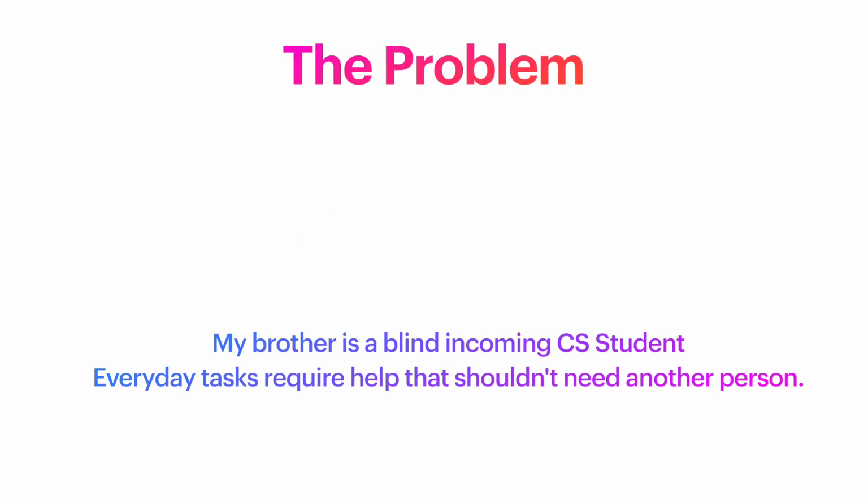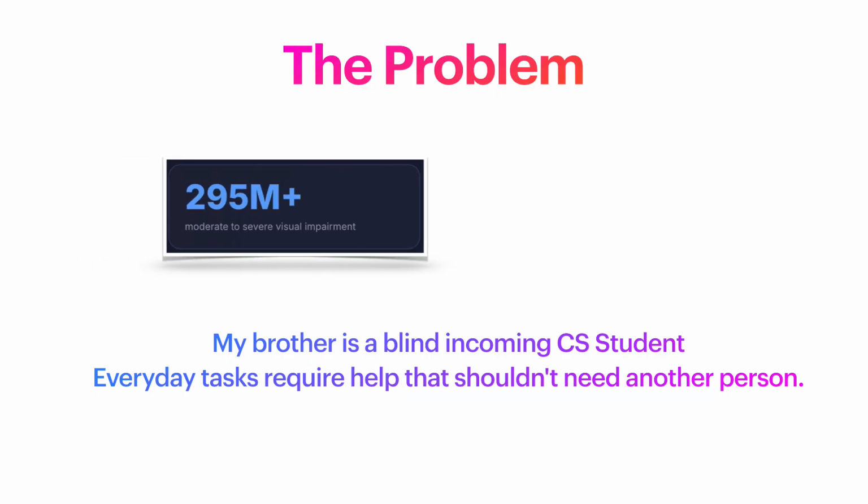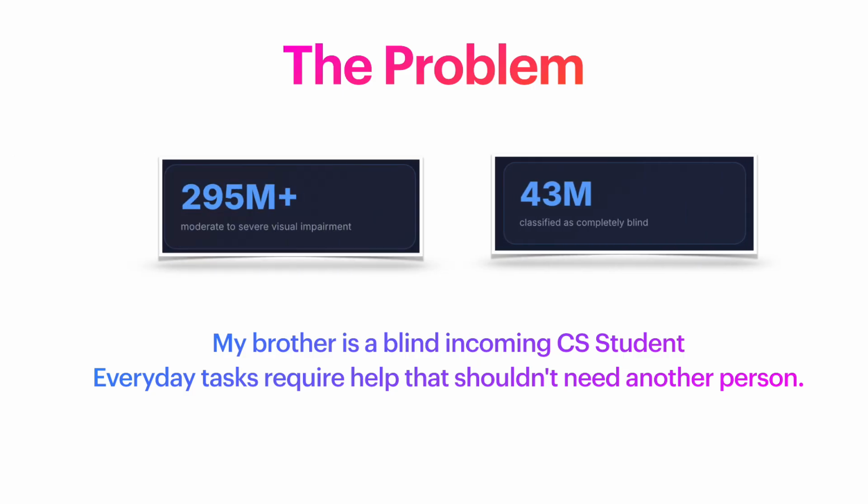So moving on to the problem, over 295 million people worldwide live with moderate to severe visual impairment and 43 million are completely blind. The tools that exist today, such as screen readers and braille displays, help with digital content, but they do not do anything for the physical world.